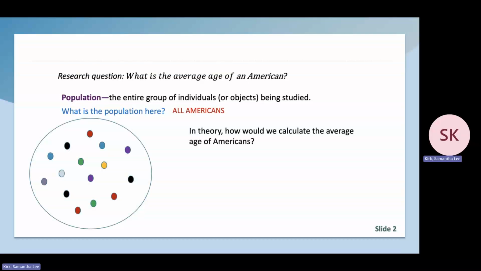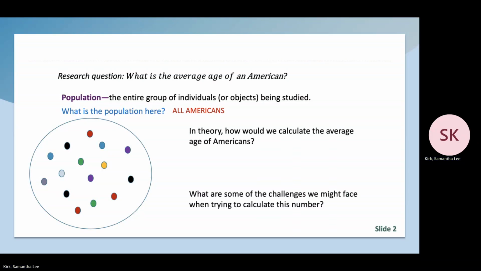And then once we have all that data, there are different ways to calculate the average, but one of the most common ways is to add all those numbers together and then divide by the total amount of numbers. So that's how we would do it in theory.